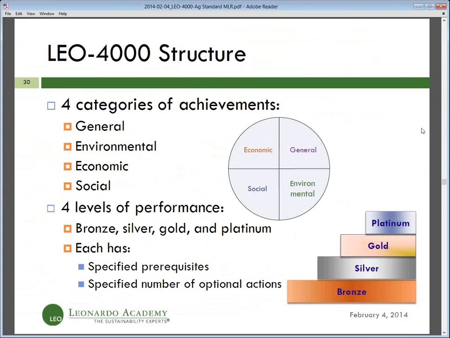There are 4 levels of performance in the standard: bronze, silver, gold, and platinum. Each level has specified prerequisites and also a specified number of optional actions to implement. This differentiation between prerequisites and optional actions is very important because it makes the standard flexible. The optional actions are chosen by the producer, and this allows the producer to essentially tailor the standard to their production situation.